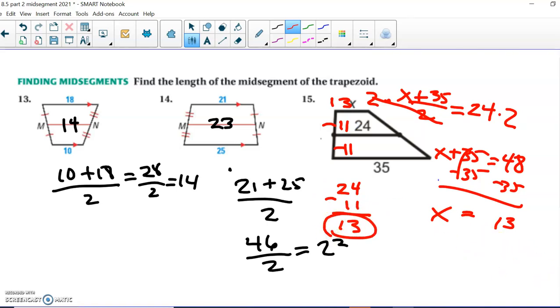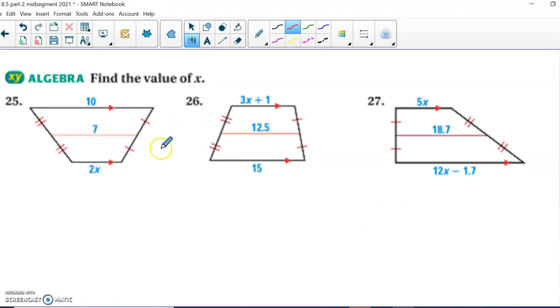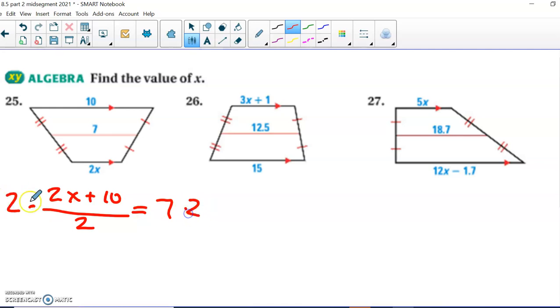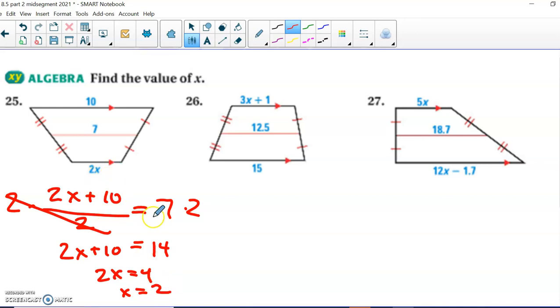Let's throw a little algebra in. Same idea. We're going to add our two bases together, divide by 2, and that's going to give us the midsegment. I'm going to multiply both sides by 2 to get rid of that divide by 2. Remember, the fraction bar is considered a grouping symbol, so we've got to get rid of that first. Subtract 10 from each side and divide by 2. So it looks like the value of x is 2.